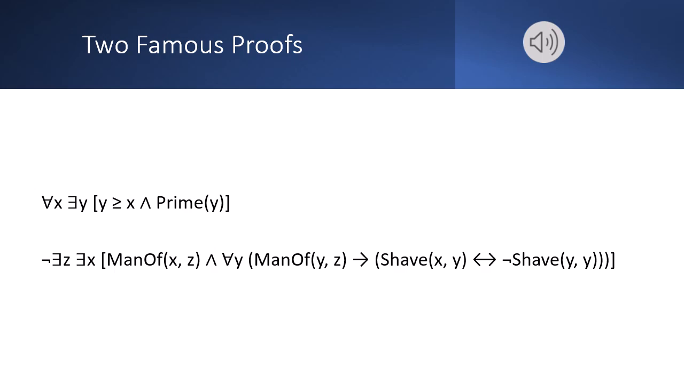Now, because it's not divisible by any of those primes, any of its prime factors have to be bigger than x. And therefore, we have a prime number which is bigger than x. Notice that this uses the method of universal introduction and existential introduction, first by considering an arbitrary x, and then by identifying a y in the domain of discourse.